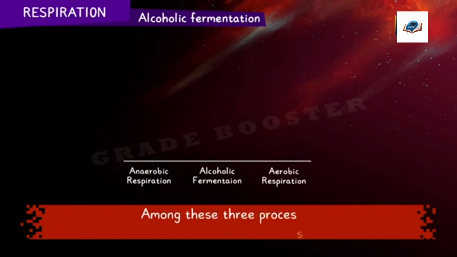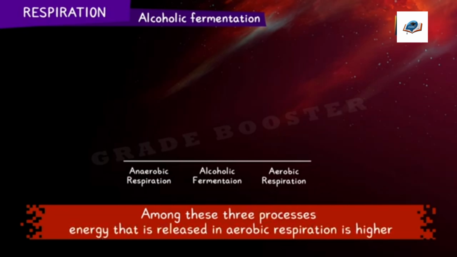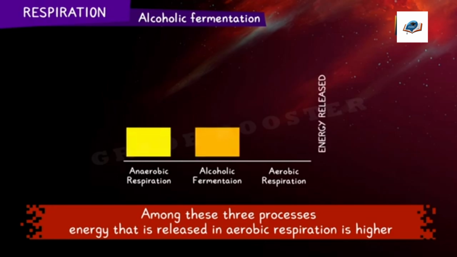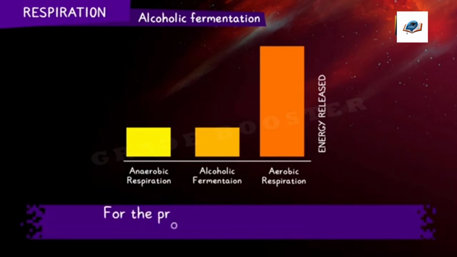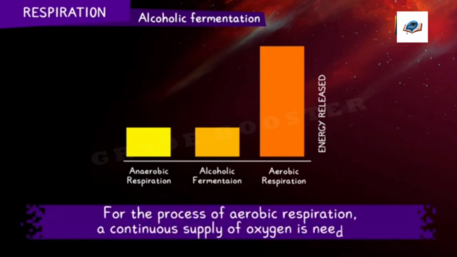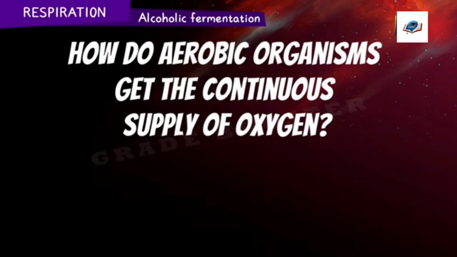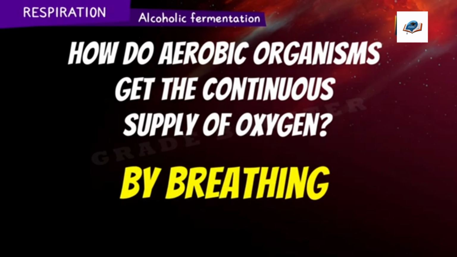Aerobic respiration, anaerobic respiration, and alcoholic fermentation. Among these three processes, the energy released in aerobic respiration is higher. But for aerobic respiration, a continuous supply of oxygen is needed. Then how do aerobic organisms get the continuous supply of oxygen? It is done by breathing.